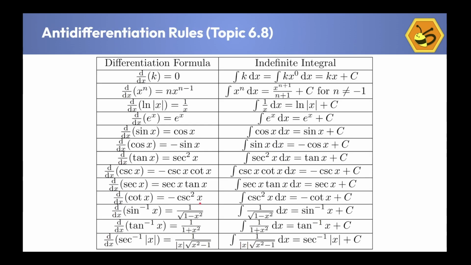Let's go straight to those antidifferentiation rules, which are quite important. On the left side, I have a list of differentiation formulas, and on the right side, we have a list of indefinite integrals, which is another word for antiderivatives. So, since they're reverse operations, they're related. For example here, if the derivative of sine x is cosine x, then the antiderivative of cosine x will be sine x, and as usual plus C for the constant of integration.